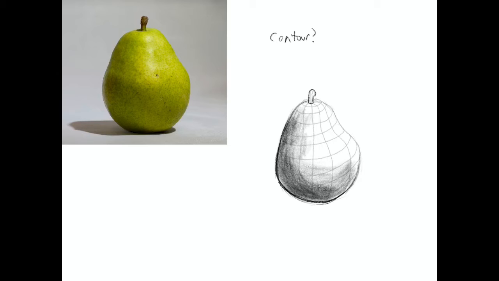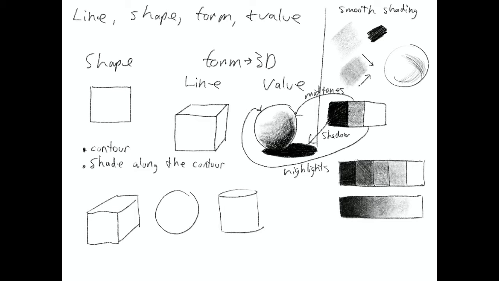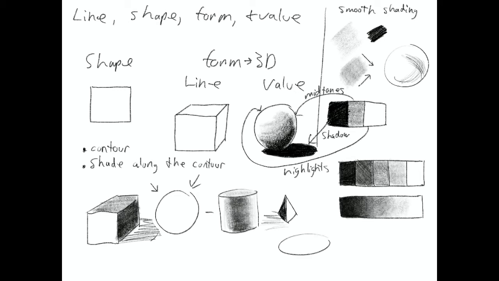So think about how your object looks. Think about the contour, shade along the contour, and remember that your shading is going to change based off of the object that you're shading. For example, I would shade a cylinder very differently than I would shade cubes, or even circles and pyramids.